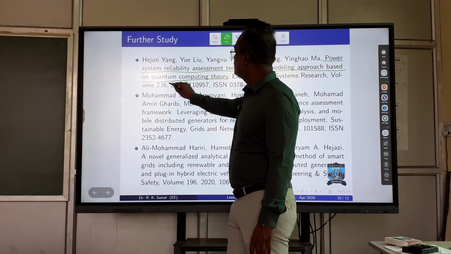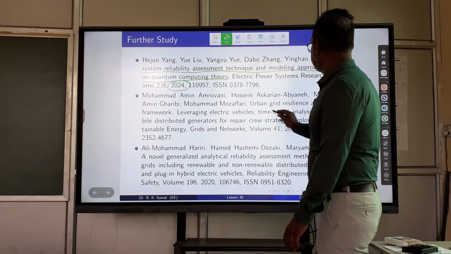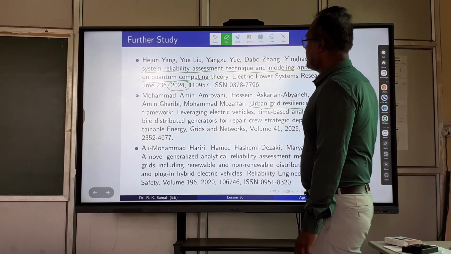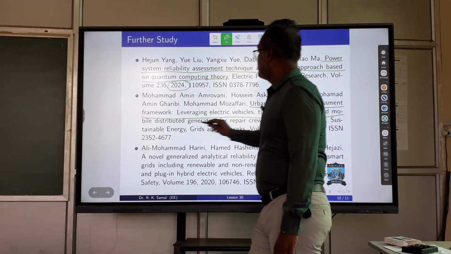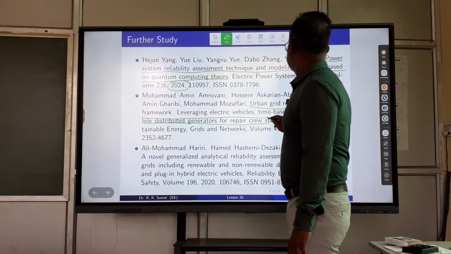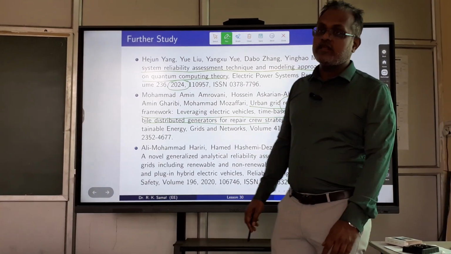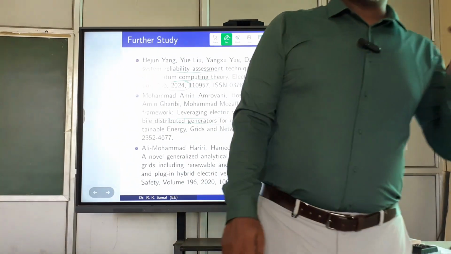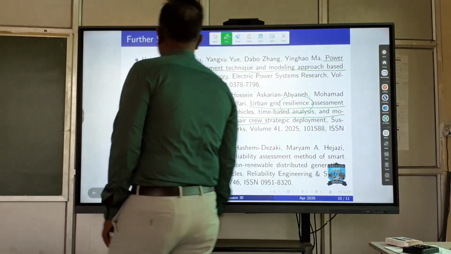And here, it's a very recent paper. Another one is urban grid resilience assessment framework leveraging electric time-based analysis and mobile distributed generators. So here you get introduced to another term, resilience. Okay. Reliability, resilience, robustness. These are related terms.